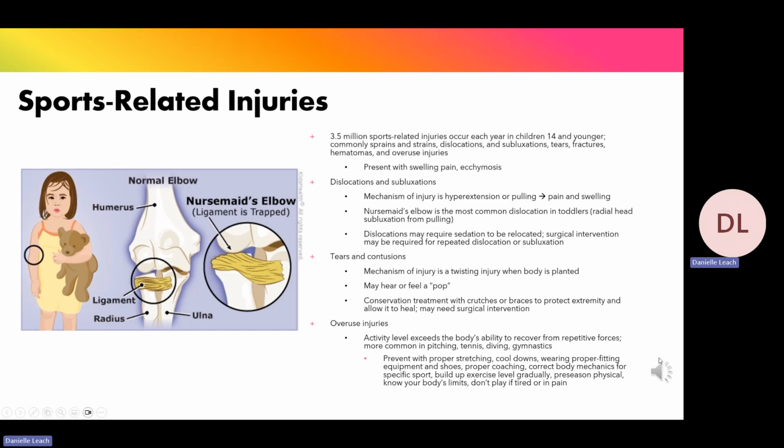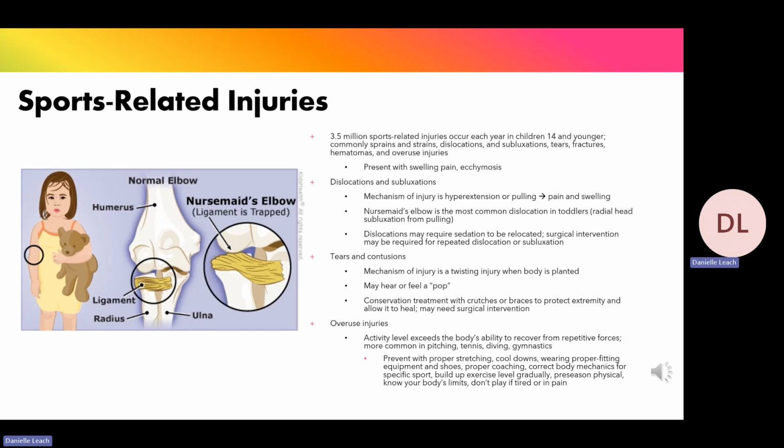Tears and contusions. So the mechanism of injury is a twisting injury when the body is planted. So the person, the child, the patient may hear or feel an actual pop. This one usually has conservative treatment where they have crutches or they have braces to protect the extremity and allow it to heal. They could possibly also need surgical intervention. It just depends on where it is and what it is.